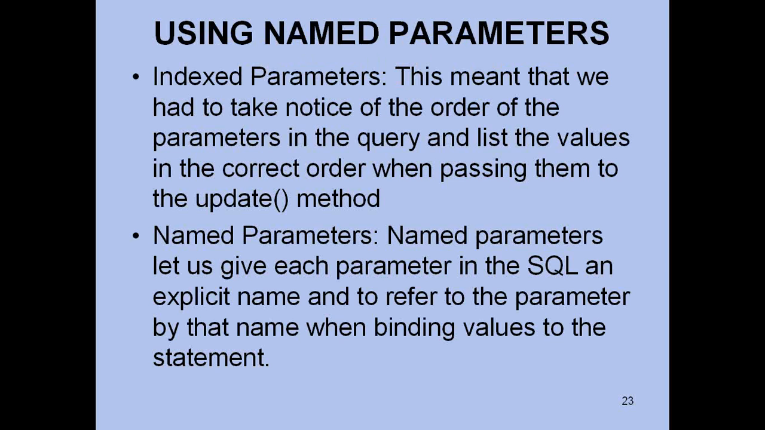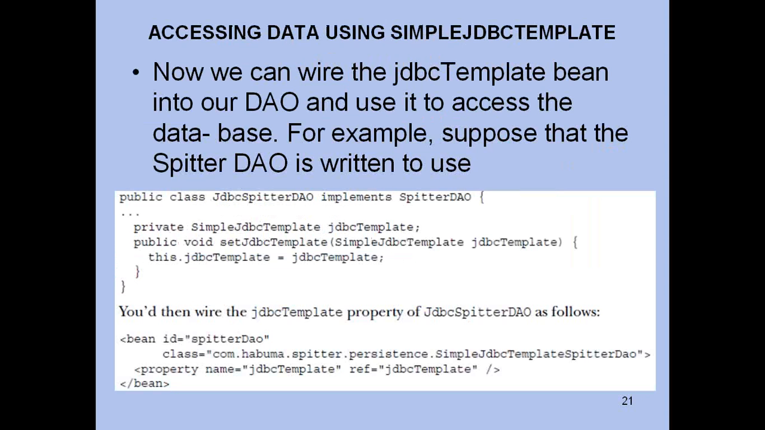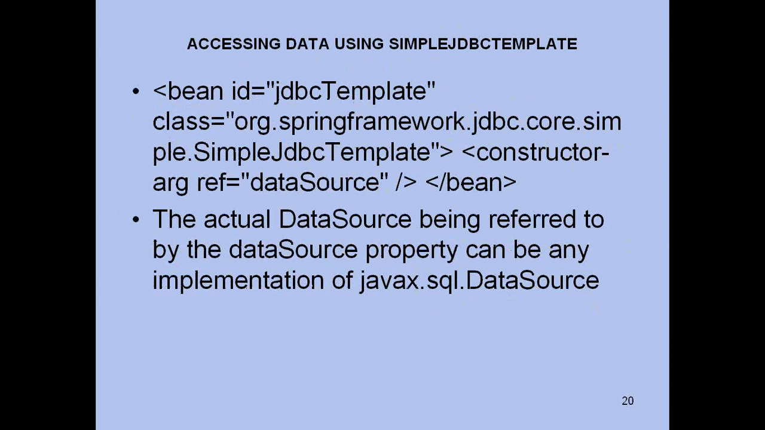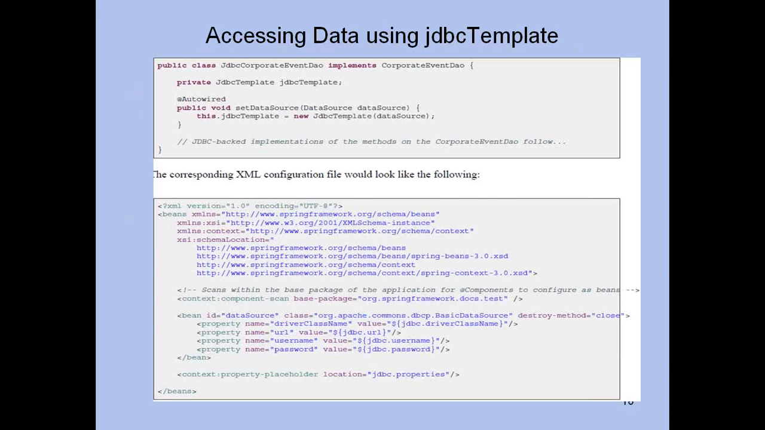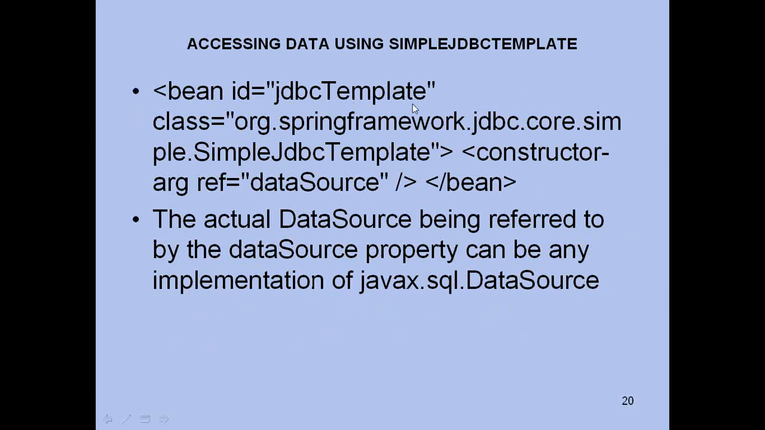So this is simple JDBC template. Let's see how to set up simple JDBC template first. Create a bean, and the class of the bean in this case will be simple JDBC template instead of a JDBC template. Now we created this bean, and earlier we injected a data source for the JDBC template. Similar to that, now for the simple JDBC template, inject a constructor-arg ref equal to data source. The actual data source being referred to by the data source property can be any implementation of javax.sql.DataSource. This is how we create a simple JDBC template.